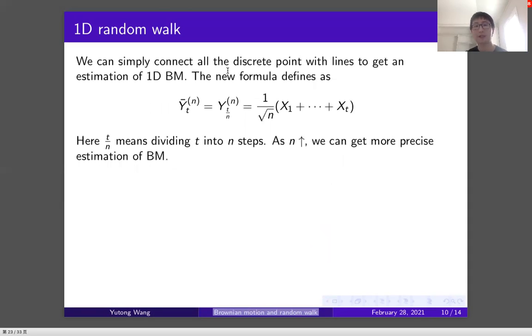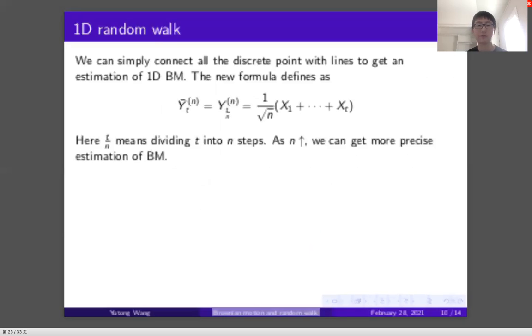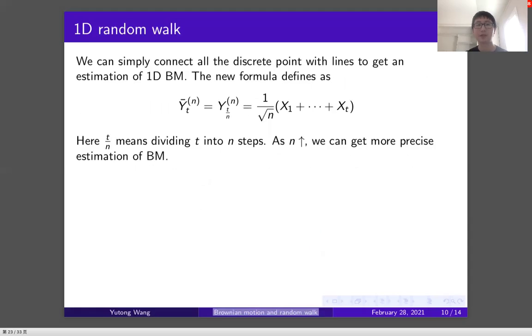So we can simply connect all the points in this graph together, and you can get a continuous estimation of the one-dimensional Brownian motion. Here we define a new formula with a y bar, and t, as I just said, you can think of it as dividing t into n steps. The more parts we divide, the more precise an estimation of Brownian motion we can get.